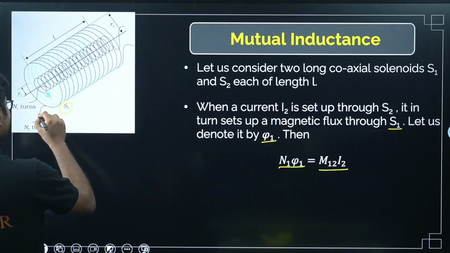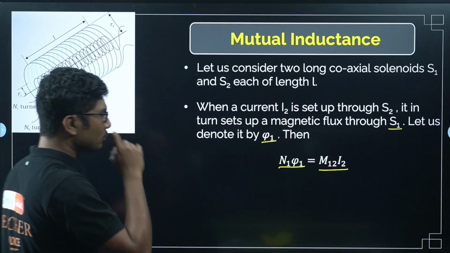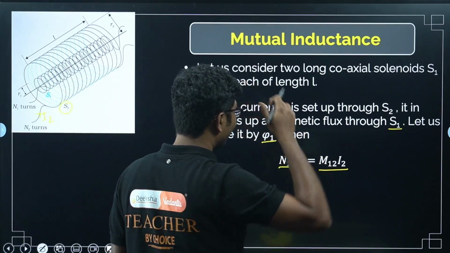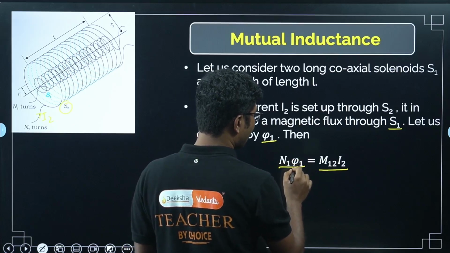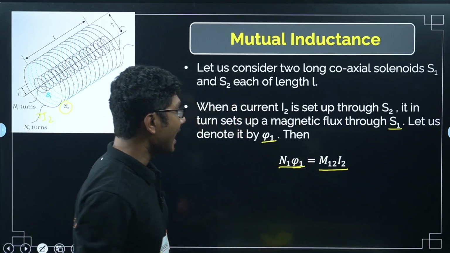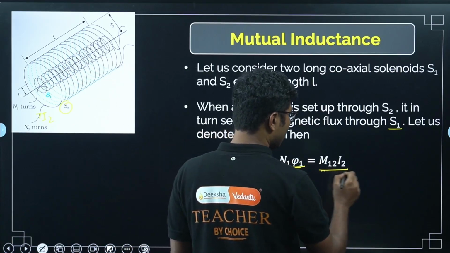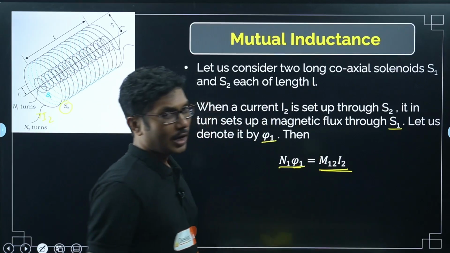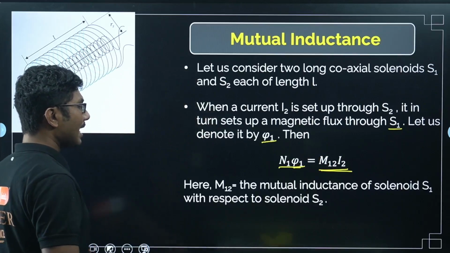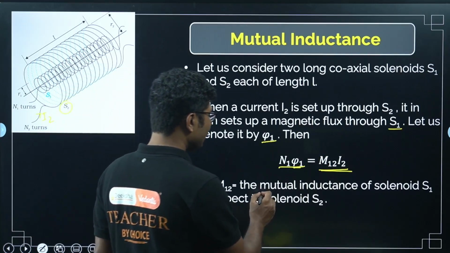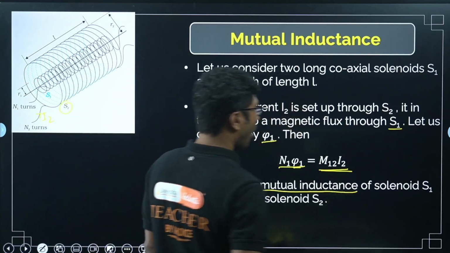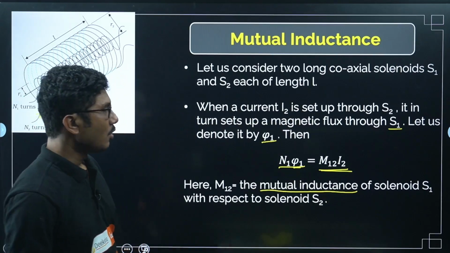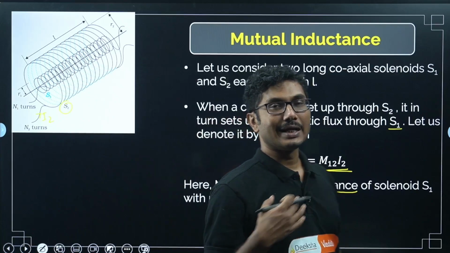So we are changing the current. This is I2. The current through this outer coil is I2, and then the flux that is linked with the inner coil, say phi1, should be proportional to I2. The number of turns times phi1 is equal to M12 I2. Now what is M12? Here M12 is called the mutual inductance of the solenoid S1 with respect to solenoid S2. This is called mutual inductance.